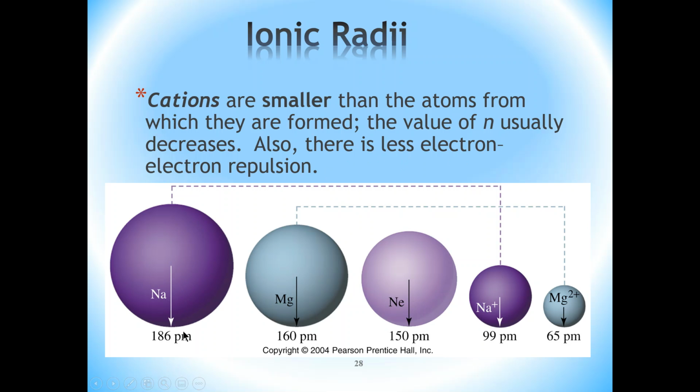So if you compare, for example, the sodium atom here to the sodium ion, you see that it's almost decreased by half, right? From 186 picometers to 99 picometers. You see a similar trend when you compare magnesium to the magnesium ion, right? Magnesium, the atomic size is 160, and the size of the magnesium ion is actually less than half of that, which is 65 picometers. So that's basically the trend when you compare the size of the cations compared to the size of the atoms from which they're formed. Cationic sizes are generally smaller compared to the atomic sizes.